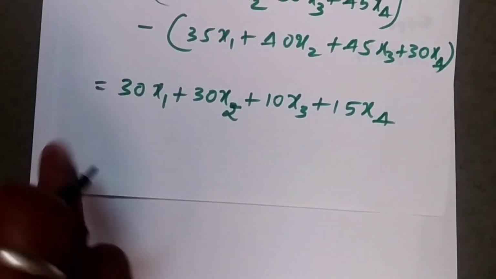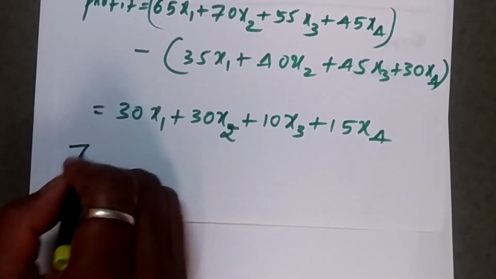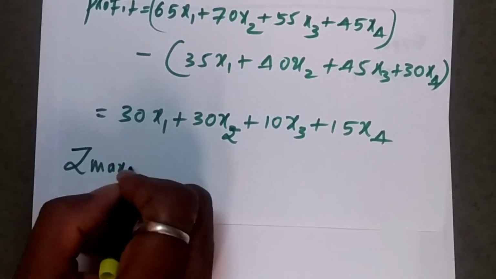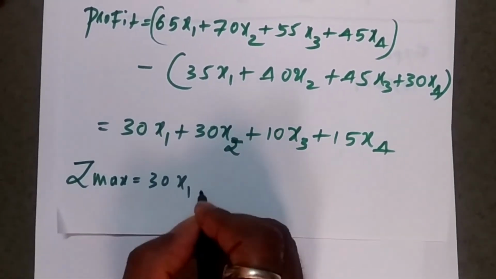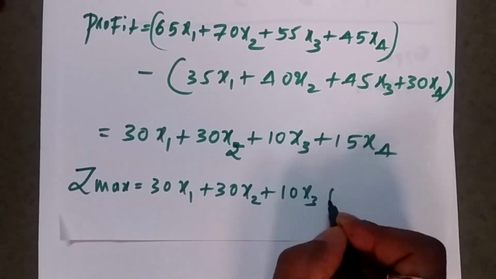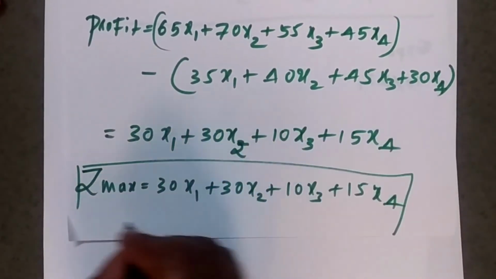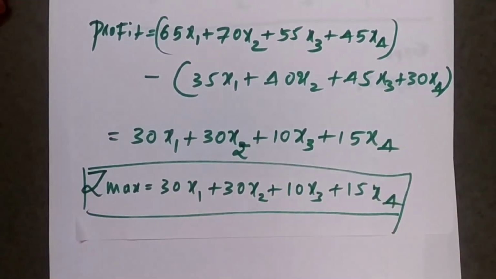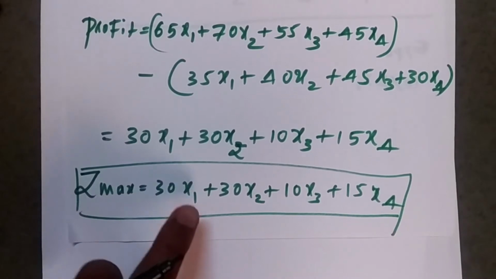So talking about the profit means my objective function will be Zmax. So here you just convert this as Zmax and write it as 30x1 plus 30x2 plus 10x3 plus 15x4. So this is my objective function. The first beginning stage is to calculate the objective function. So this is done with the objective function.